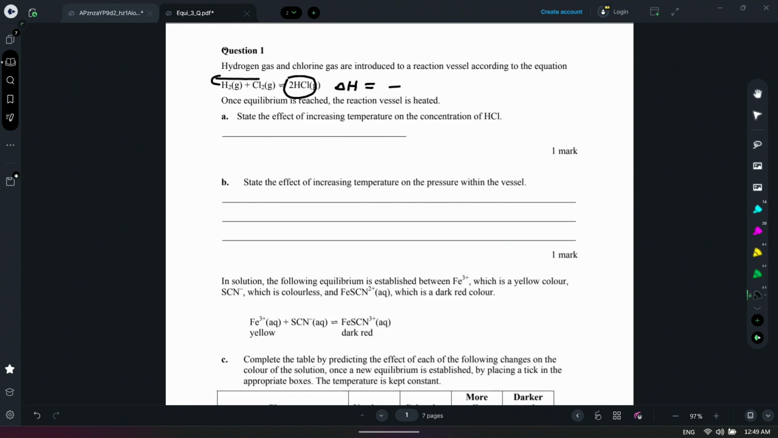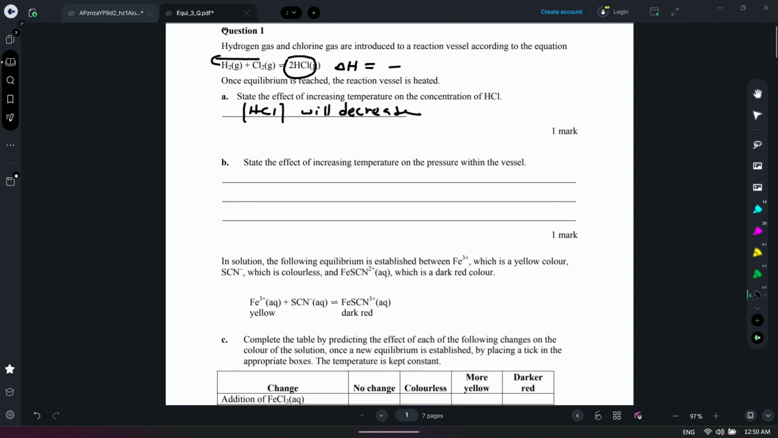So for the effect of an increase in temperature, you have to say: when temperature is increased, the system will partially oppose the change by trying to decrease the temperature. Therefore, the system will favor the net reverse reaction. When the net reverse reaction is favored, the concentration of HCl is going to decrease. HCl concentration will decrease. Simple question.